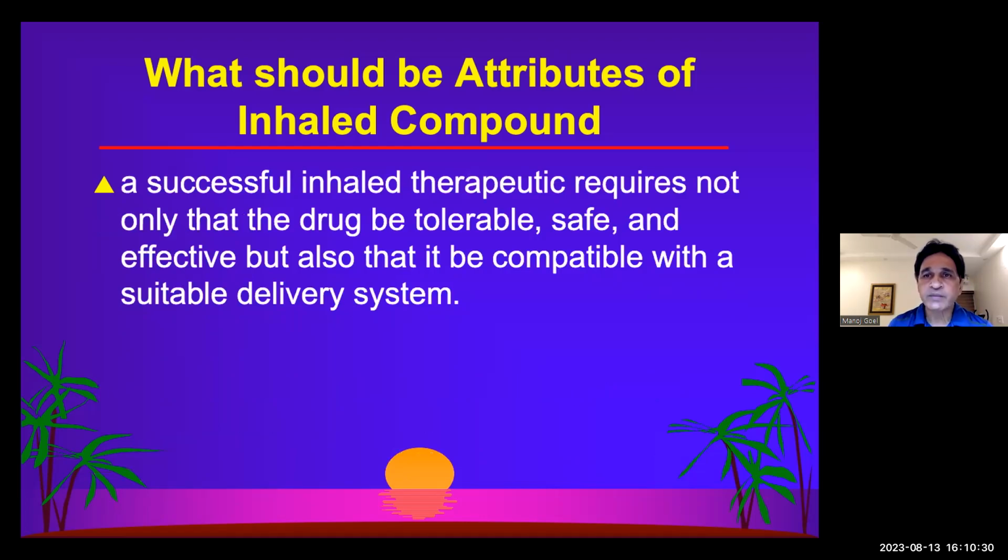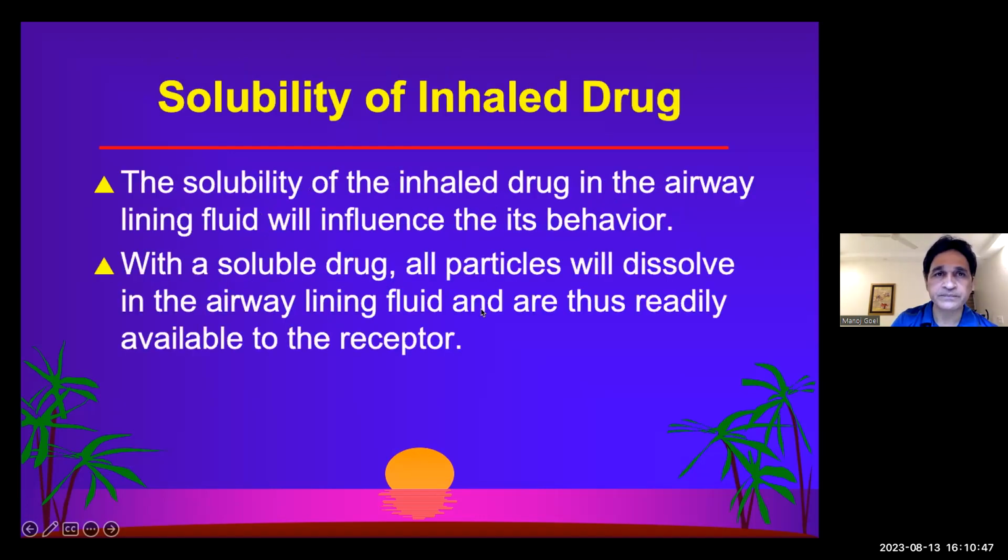A successful inhaled therapeutic requires not only the drug to be tolerable, safe, and effective, but also that it be compatible with a suitable delivery system. So the delivery device and the drug formulation should be in sync with each other. They must be compatible for optimal delivery of drug to the lungs. The solubility of the inhaled drug in the airway lining fluid will also influence its behavior. With a soluble drug, all particles will dissolve in the airway lining fluid and are thus readily available to the receptor. So we must achieve a drug formulation which is soluble within the lung.